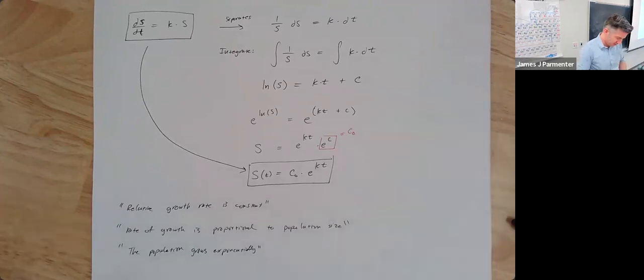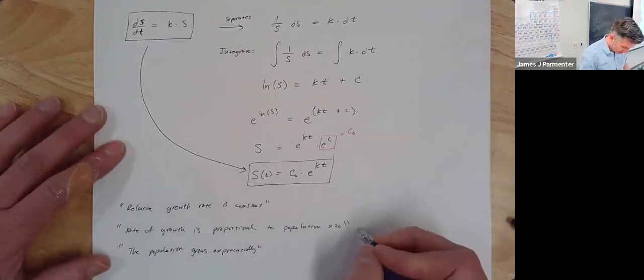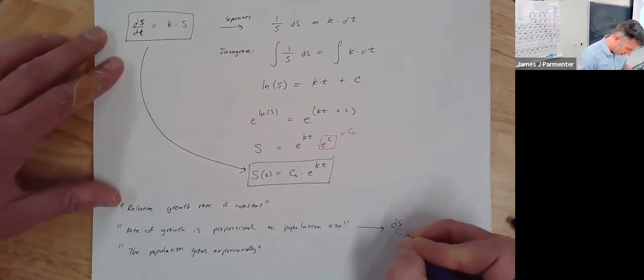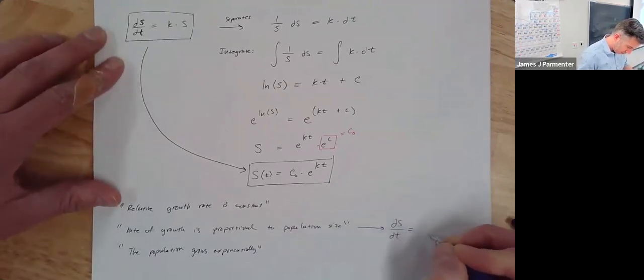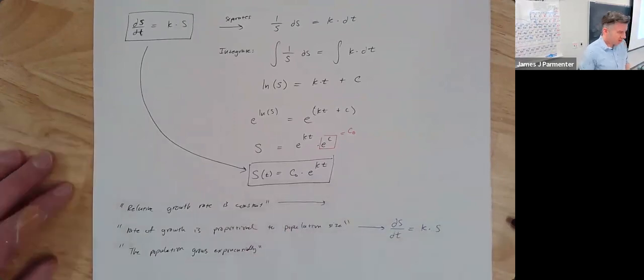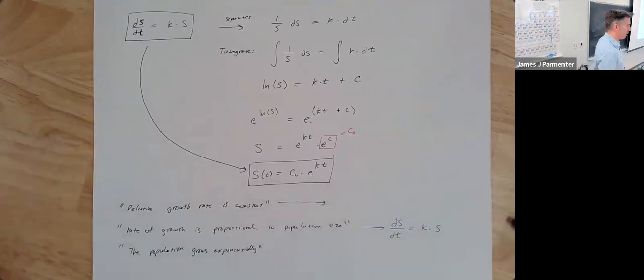So here's what the second one means. The second one is exactly what we just did. We started off with the rate of growth being proportional to the population size. Here's what the first one means. The relative growth rate is constant.